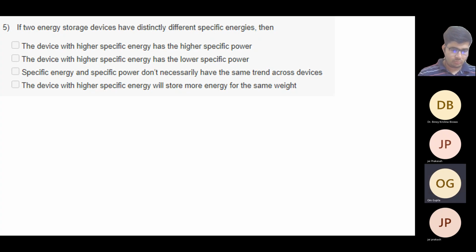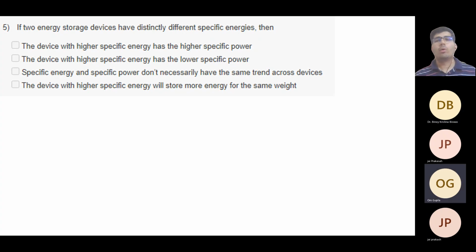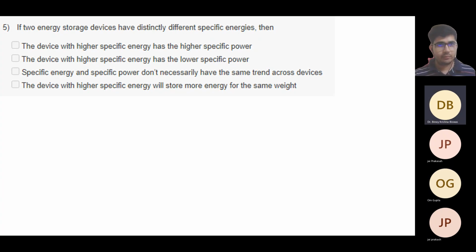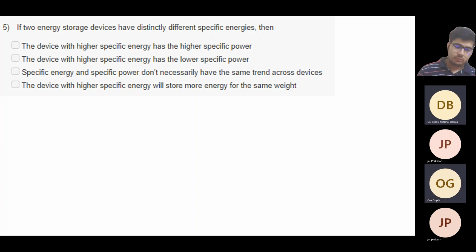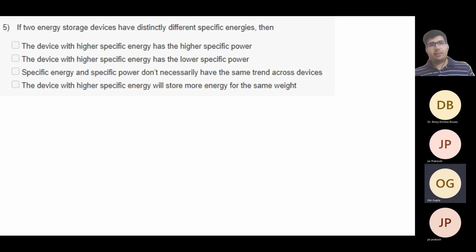Only option 2 is correct. Sir, the third option is right. Okay, yes. The specific energy and specific power don't necessarily have the same trend across the devices. Right, because we have seen that the trend is different for capacitors, different for supercapacitors, different for batteries, and different for flywheels. So yes, option three is correct.